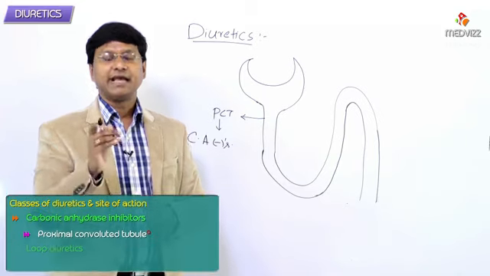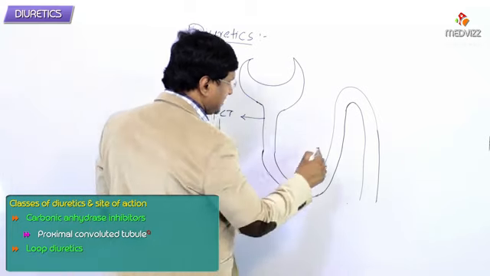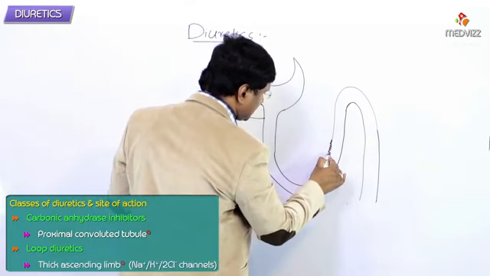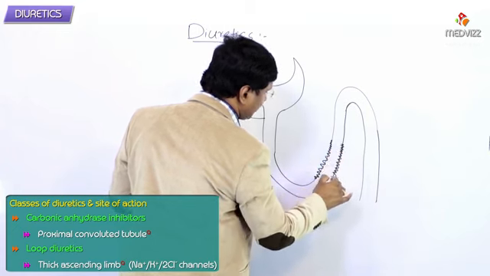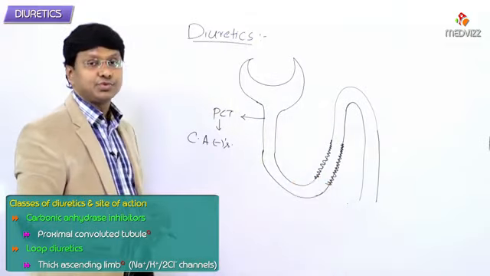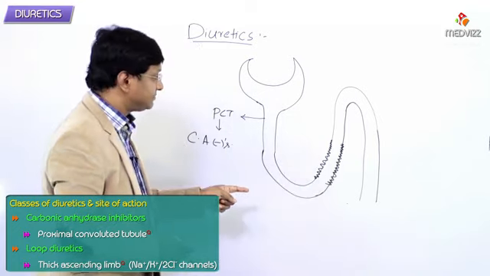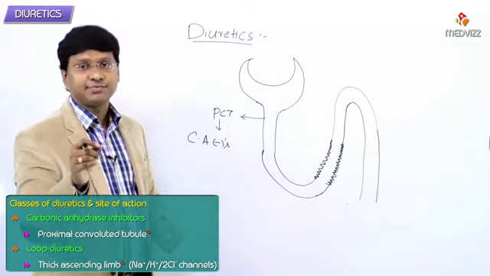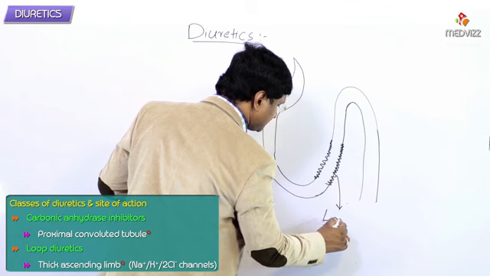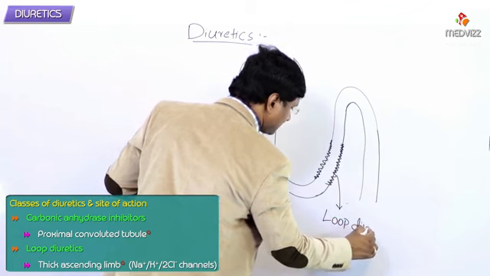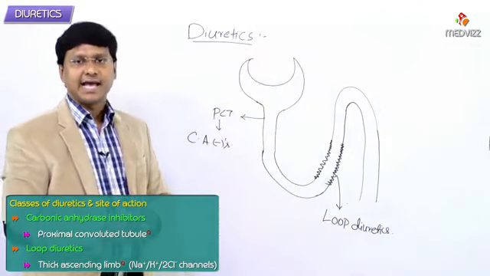Alright, next we have loop diuretics. Where do the loop diuretics act? They act on the thick ascending limb. In the thick ascending limb, we have discussed that there is the presence of sodium potassium 2 chloride channels. So in the thick ascending limb, where you have the sodium potassium 2 chloride channels, there the loop diuretics will act.